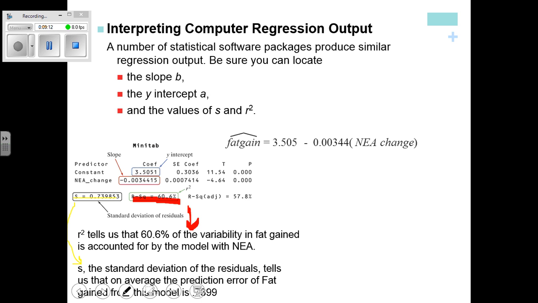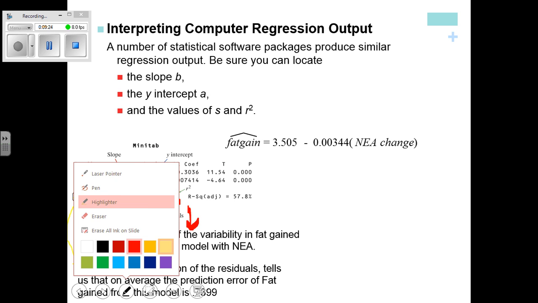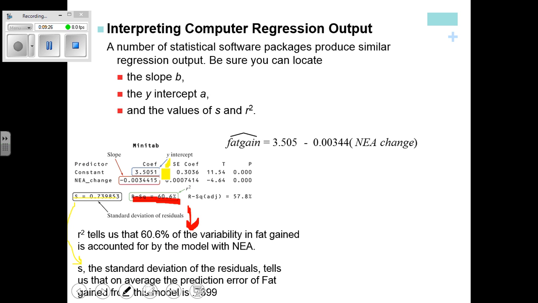As well, you can get your whole regression line right here, fat gain hat equals 3.505, so that's our y-intercept. Our y-intercept is going to be found right here, which is under coefficient, and next to constant, because it's the coefficient of the constant, which means it is the constant, minus 0.00344. That's our slope under coefficient, and next to the x value, NEA.